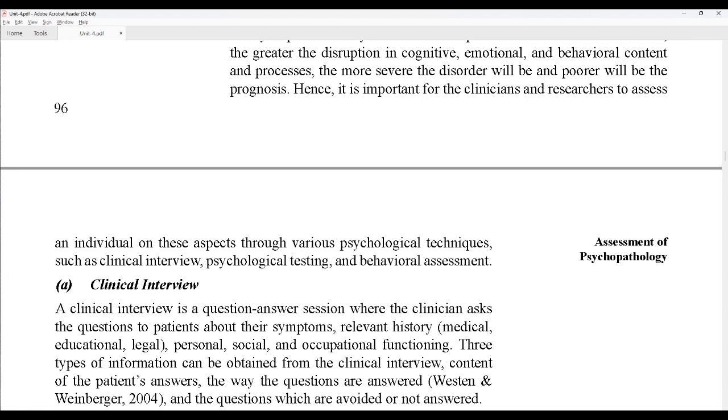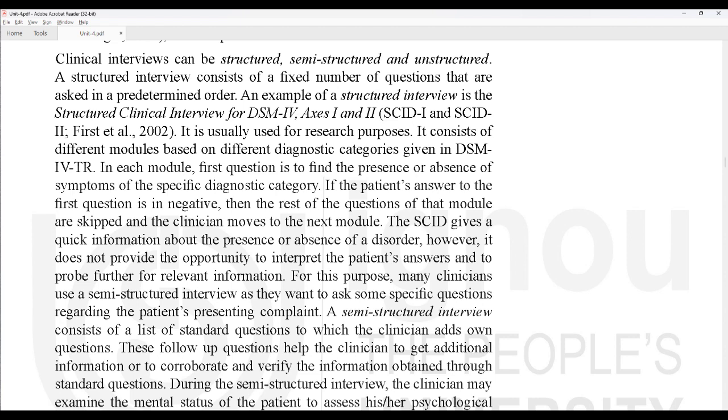Three types of information can be obtained from the clinical interview: content of the patient's answers, the way the questions are answered, Weston and Weinberger, 2004, and the questions which are avoided or not answered. Clinical interviews can be structured, semi-structured, and unstructured.